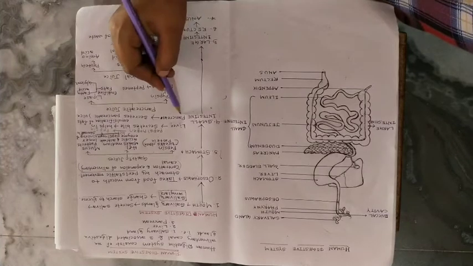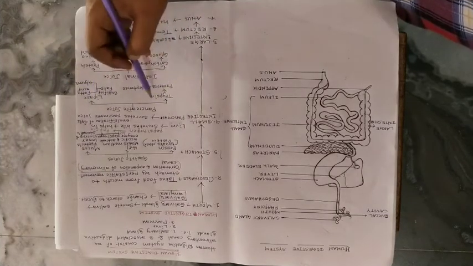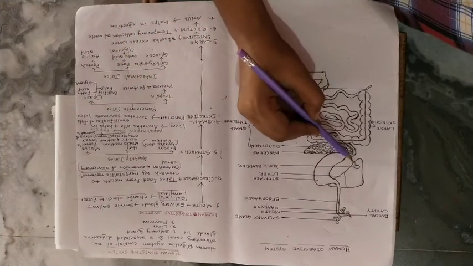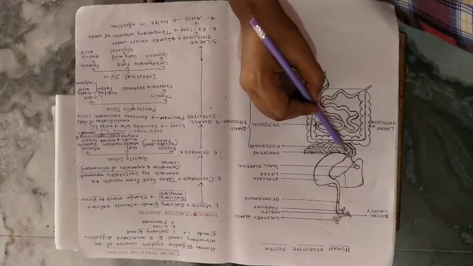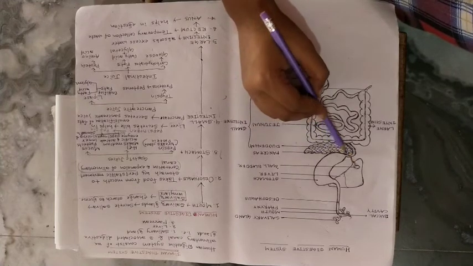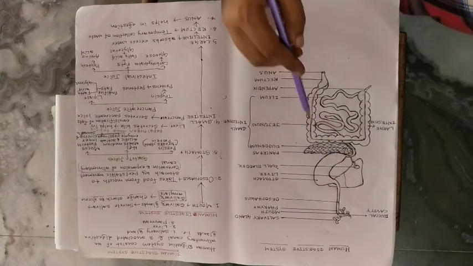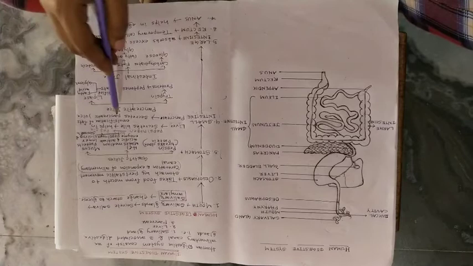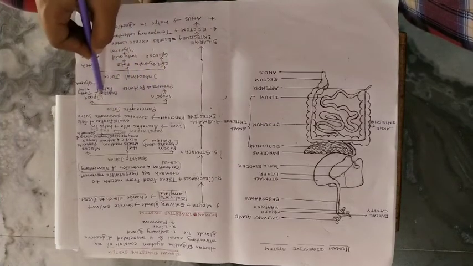Then another gland is the pancreas, and the pancreas secretes the pancreatic juice. So here in the diagram there is a common path for both the pancreatic juice and the bile juice. They are both secreted into the small intestine. There is a common duct for secretion of the liver and secretion of the pancreas.